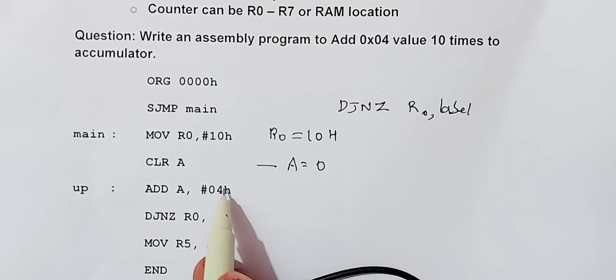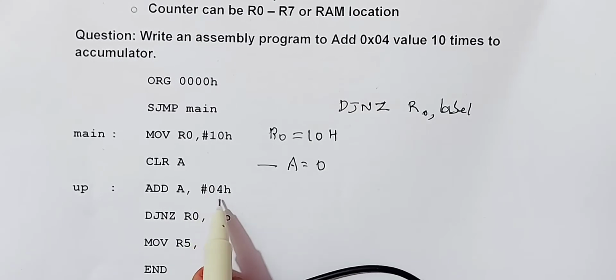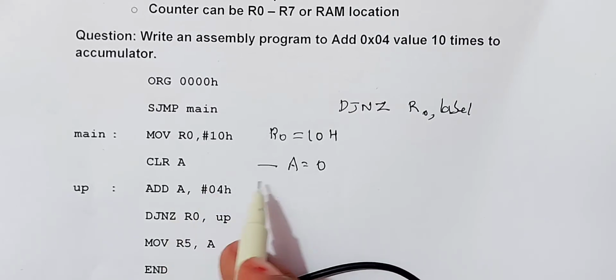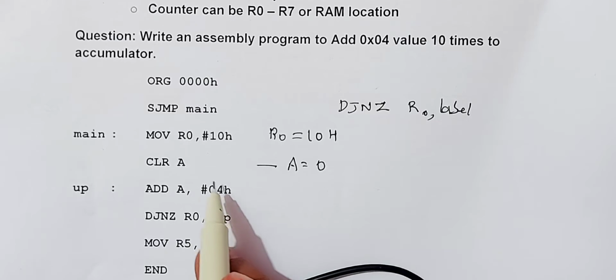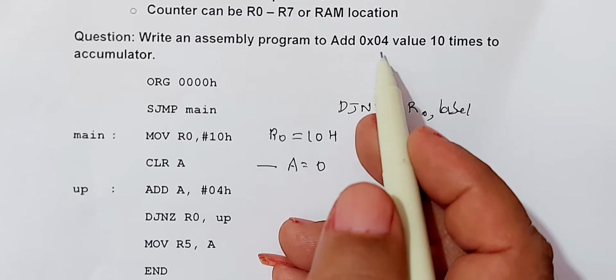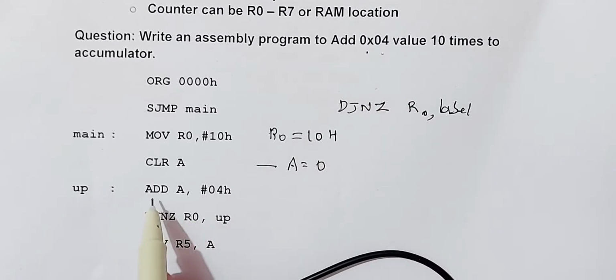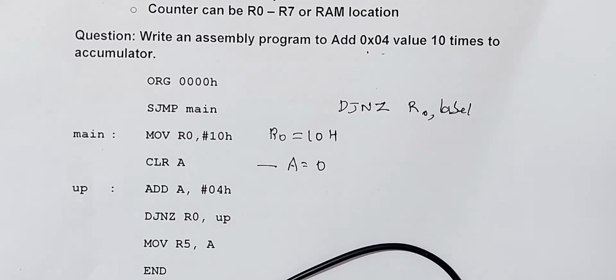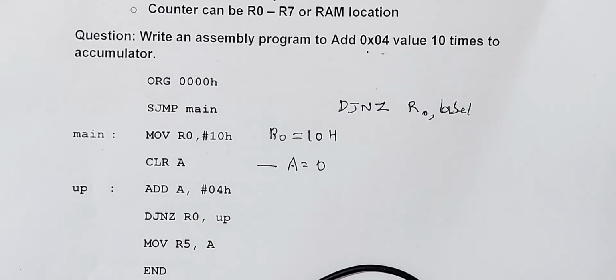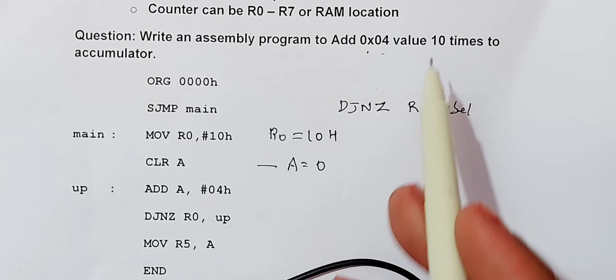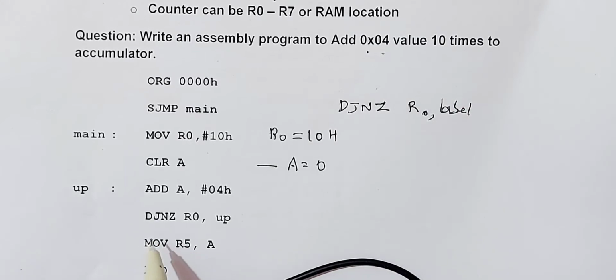The hash represents the immediate byte, the 04 byte. This is added with the content in A. What is the content in A? 0. Therefore, 04 is added with 0. This does only one addition, a one-time addition. Now, if you want to add this 10 times, looping has to be considered.